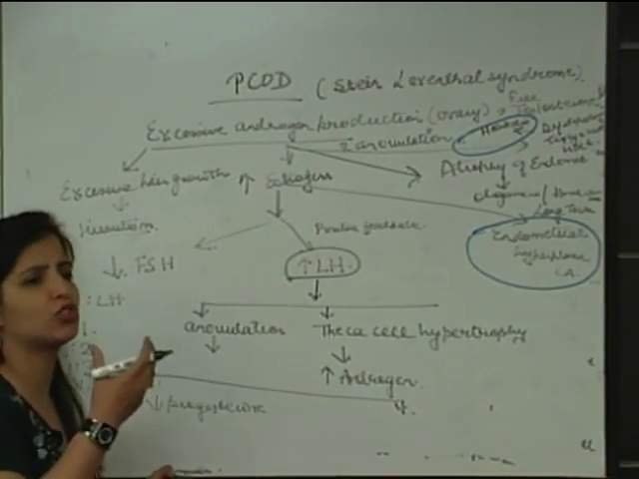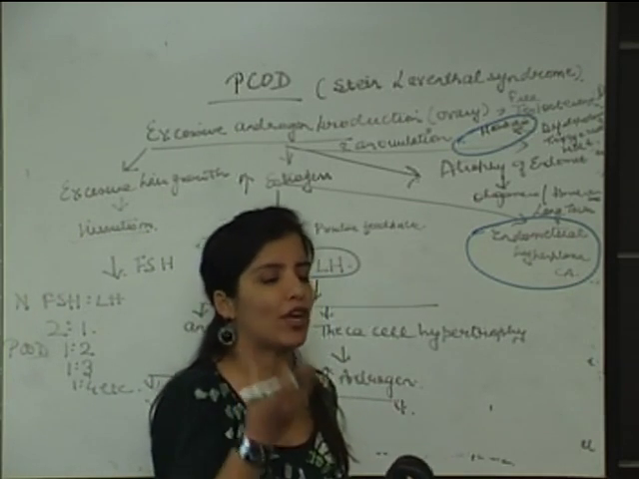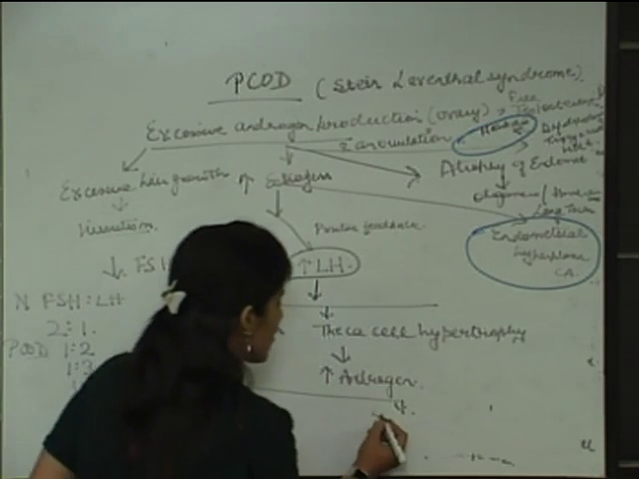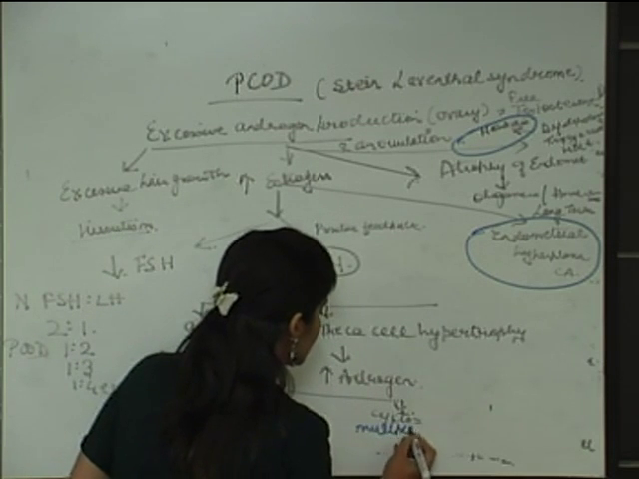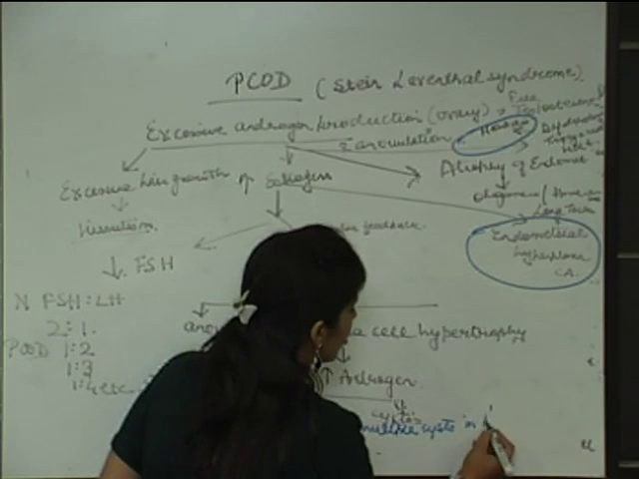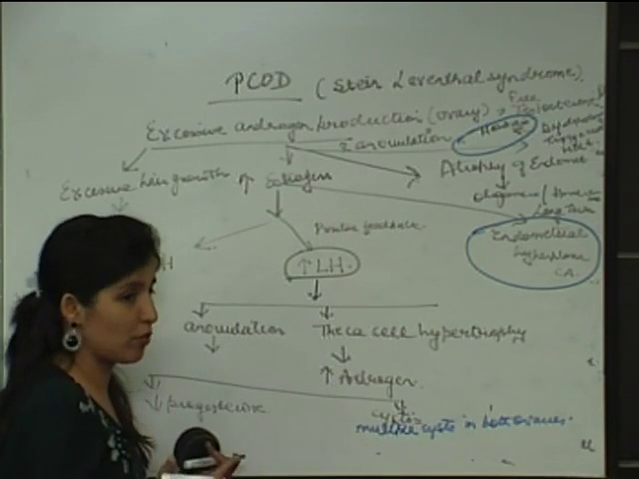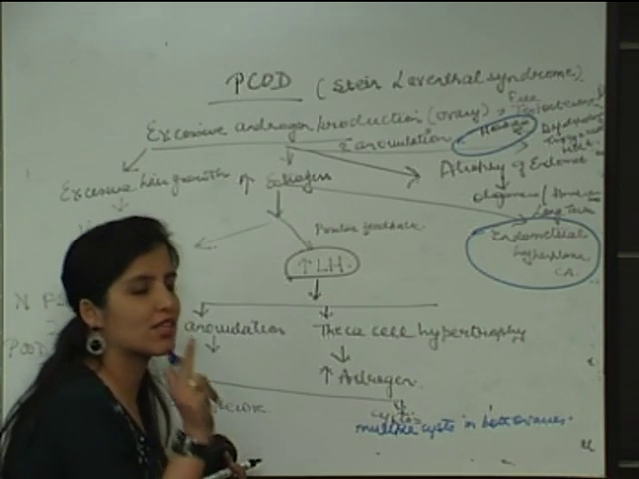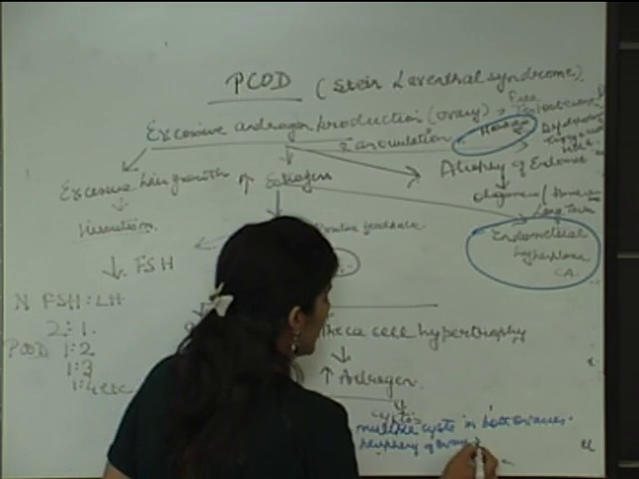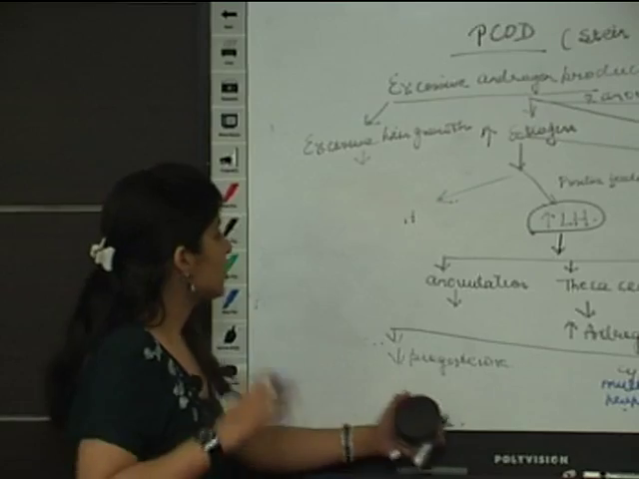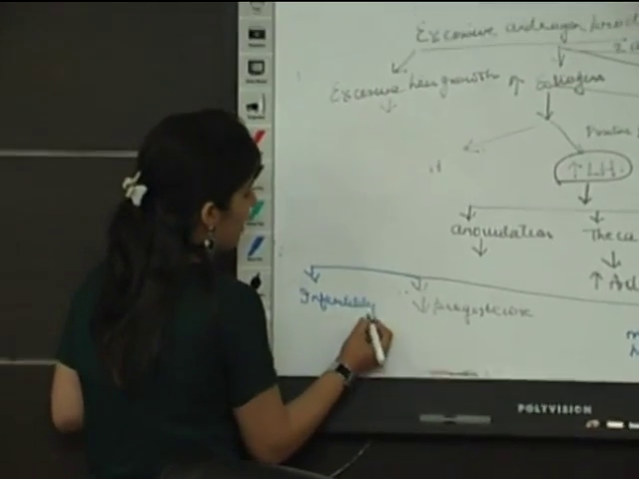And number 2, if there is no ovulation, what happens to the Graafian follicles in these females? These follicles are converted into cysts. This is the reason why there are multiple cysts in both the ovaries in case of PCOD, and this is the reason why it is called polycystic ovarian disease. And these cysts are arranged around the periphery of the ovary, giving it a necklace appearance. The third problem due to anovulation is that this female is going to complain of infertility.